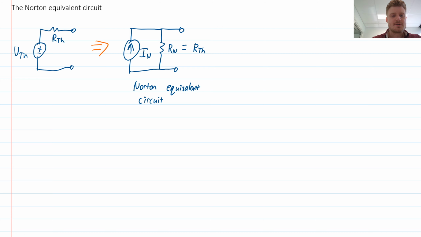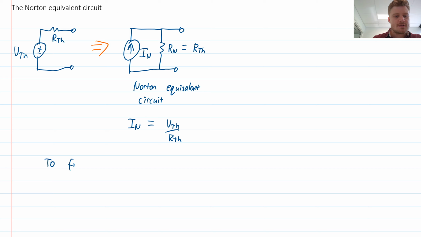And we also know that the Norton equivalent current is related to the Thevenin circuit as follows. So it will be Thevenin voltage divided by Thevenin resistance, right? That's the rules of source transformation. But we could also go directly to the Norton equivalent circuit.